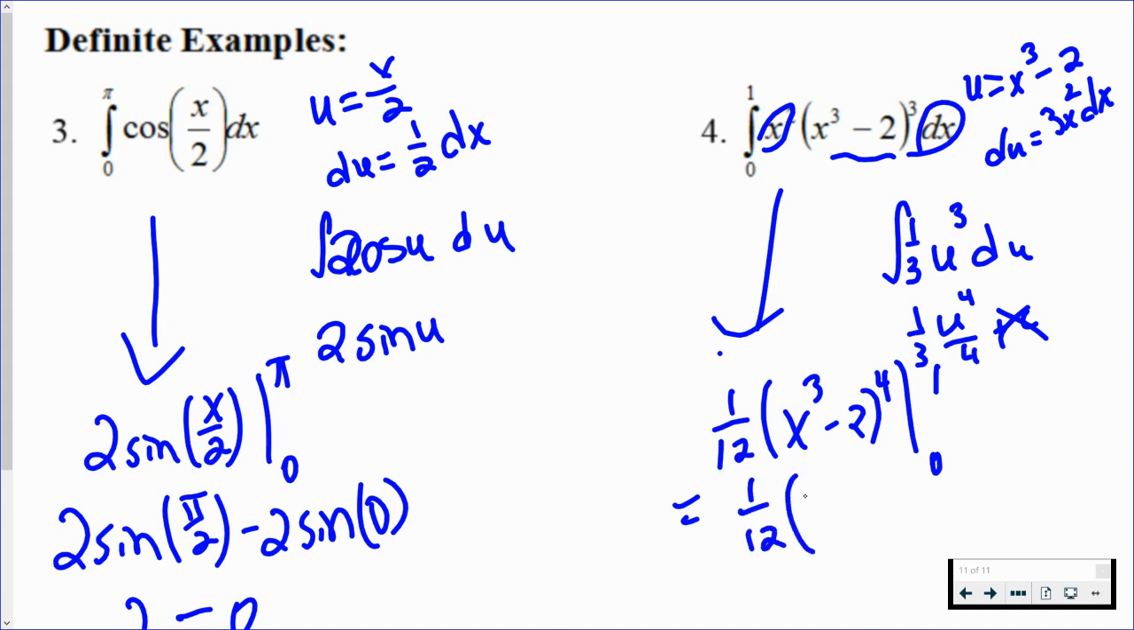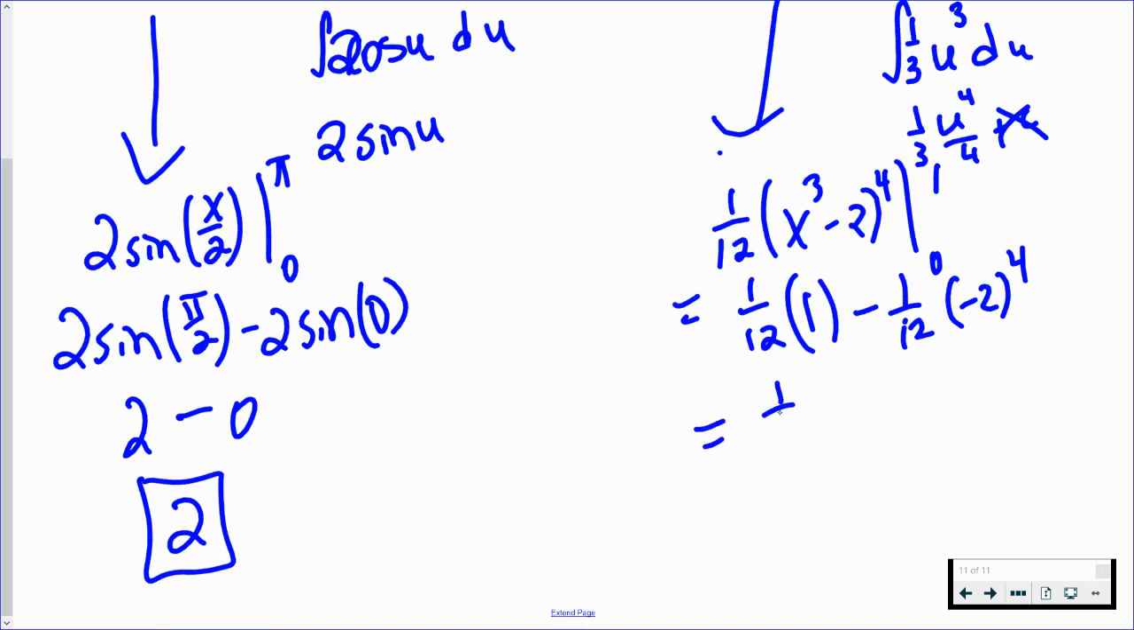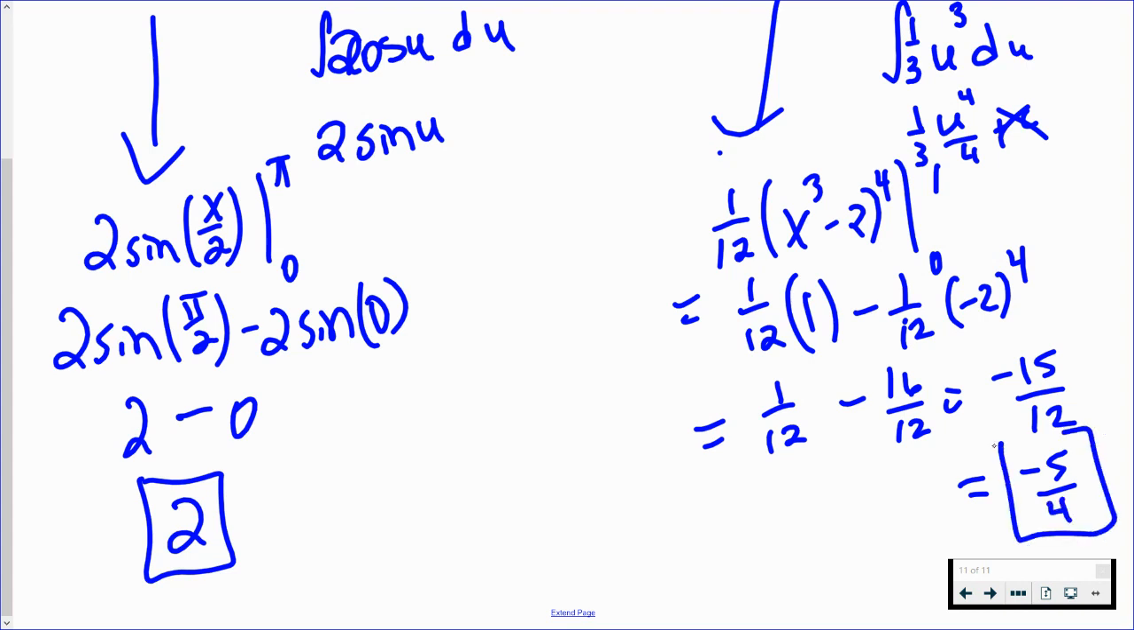Okay, if we plug in 1 cubed minus 2 is -1 to the 4th power is 1, minus 1/12 times 0 cubed is 0 minus 2 is -2. -2 to the 4th is 16. So let's see what we got. 1/12 minus 16 over 12, which would be, excuse me, -15 over 12. If we reduce that, divide by 3, so -5 over 4.